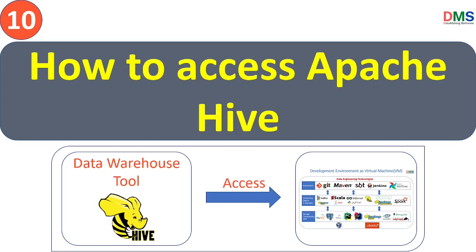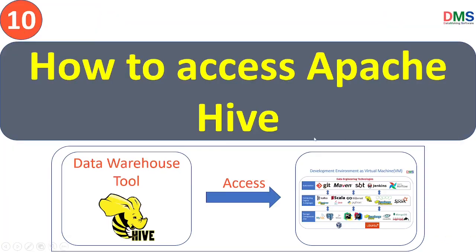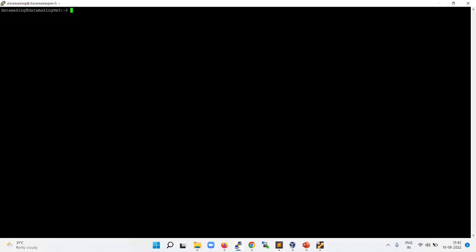In this video, we will focus on how to access Apache Hive from the development environment, which is our virtual machine. So please start your virtual machine. Once the virtual machine is started, you can either work inside the virtual machine, or you can connect through PuTTY.